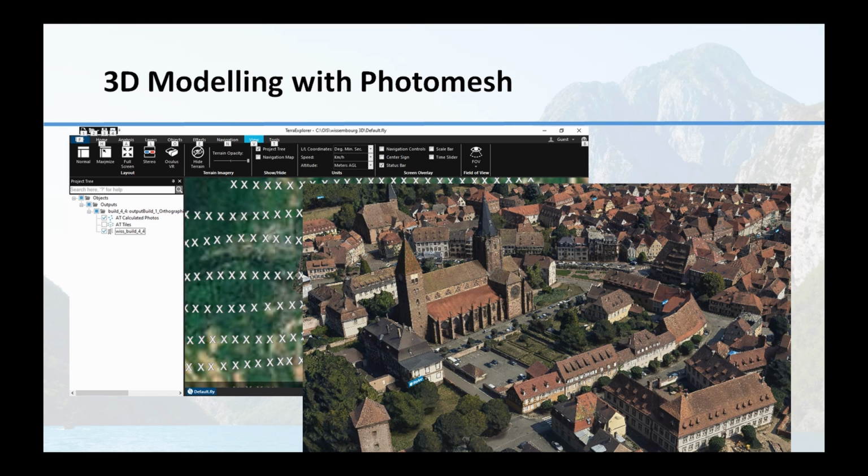This one is the outcome of the standard aerial mission, a very detailed 3D city model. And you already can see here the Palais Stanislas on the lower right-hand side, and Pierre et Paul, the big cathedral inside of Vissembourg.